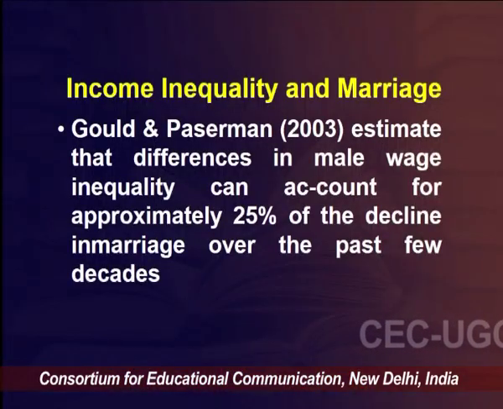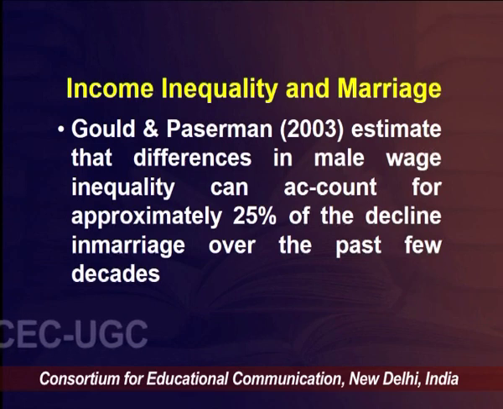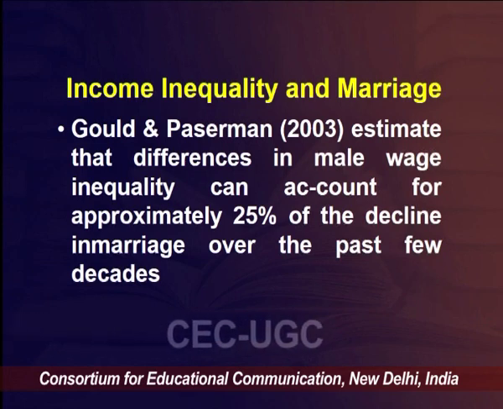Again, the relationship between the two would affect the way in which inequality is there in the family. As a result, women marry later when wage inequality is high. Studies found that increase in male wage inequality over time in geographically, educationally and racially defined marriage markets account for decline in marriage. Estimate says that difference in male wage inequality can account for approximately 25% of the decline in marriage over the past few decades.